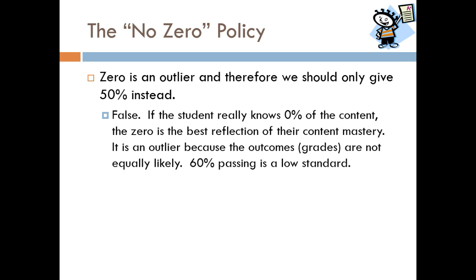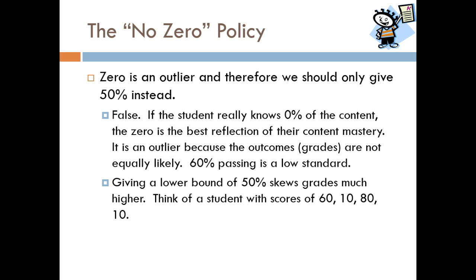If we weren't giving it a grade in the first place, then we wouldn't have had this problem with the 0s. Because on a summative, if they don't know anything, then that's what we want to report because we want an accurate reflection of what students know. Okay, giving a lower bound of 50% skews the grades much higher. Think of a student who's got 0, 100, 80, 10 as 4 scores. Run the average on that and then run it again by replacing the 10s with 50s. Going to way bump up their grade.